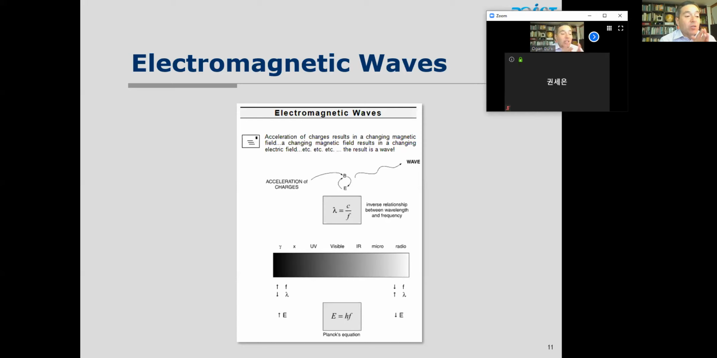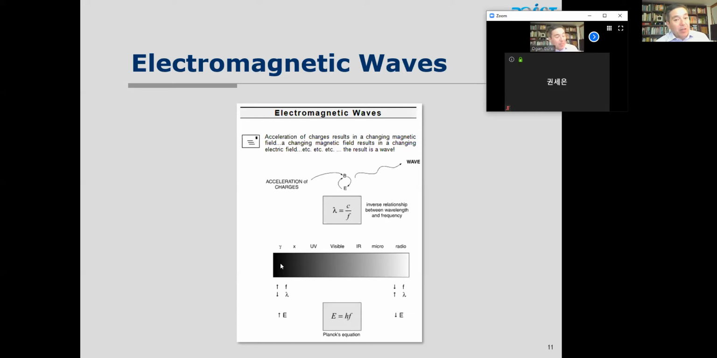And just like the general waves that we talked about before, they can be described by an amplitude, a wavelength, and a frequency. In this case, the speed will be the speed of light, with an inverse relationship between the wavelength and the frequency. So here we have the electromagnetic spectrum. This is one of the essential concepts that we have to understand.